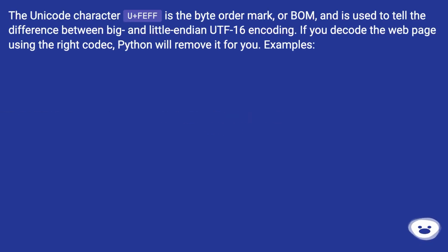The Unicode character U+FEFF is the byte order mark, or BOM, and is used to tell the difference between big and little endian UTF-16 encoding. If you decode the web page using the right codec, Python will remove it for you. Examples.